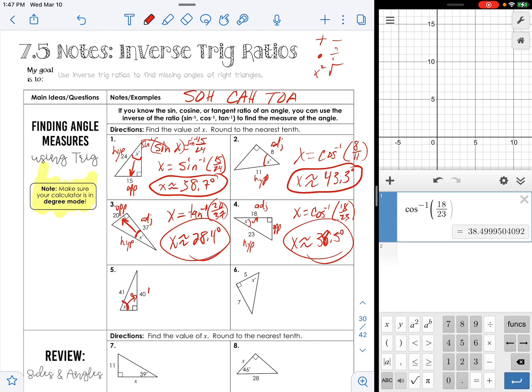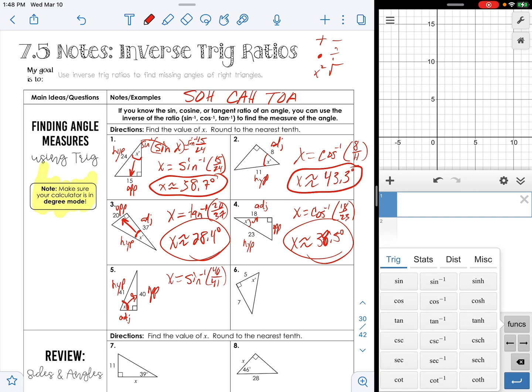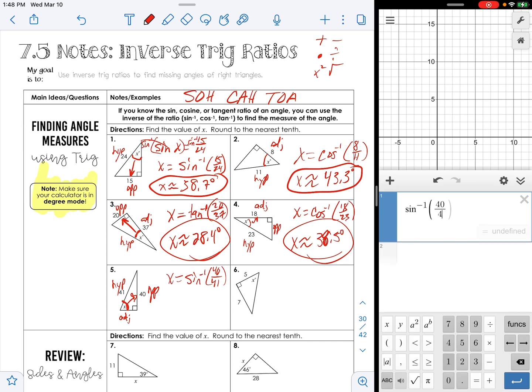This one here, straight over. That's opposite. That's adjacent. That's hypotenuse. We got opposite and hypotenuse, so x equals sine to the negative 1 of, let's get that opposite, 40 over hypotenuse, 41. Excuse me. So sine inverse of 40 divided by 41. So x is approximately 77.3 degrees. Very nice.